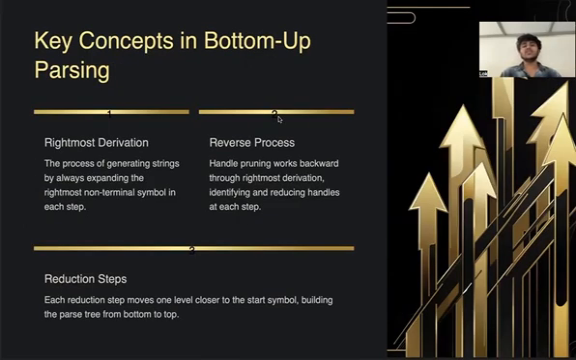In slide 5, we discuss key concepts in bottom-up parsing. Now let's look at some important concepts. The first thing is rightmost derivation. This means we always expand the rightmost non-terminal first. Second, reverse process: handle pruning works in reverse of the derivation. The third one is reduction steps. Each reduction step brings us closer to the start symbol. So overall, handle pruning is basically reversing the derivation process step by step.